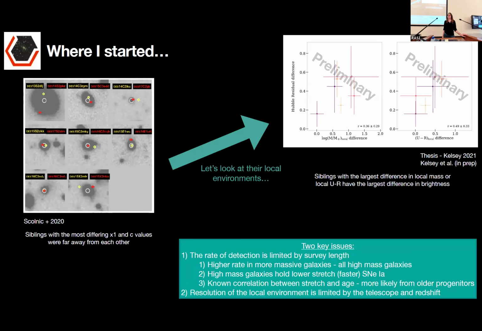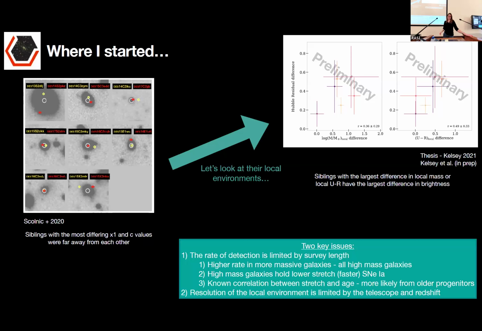However, there are two key issues with doing this work in the Dark Energy Survey. One of those is that the rate of detection of your siblings is limited by the length of your survey. If you're trying to find them all from the same survey, you have a higher rate of Type Ias in more massive galaxies. All of these were high mass galaxies.